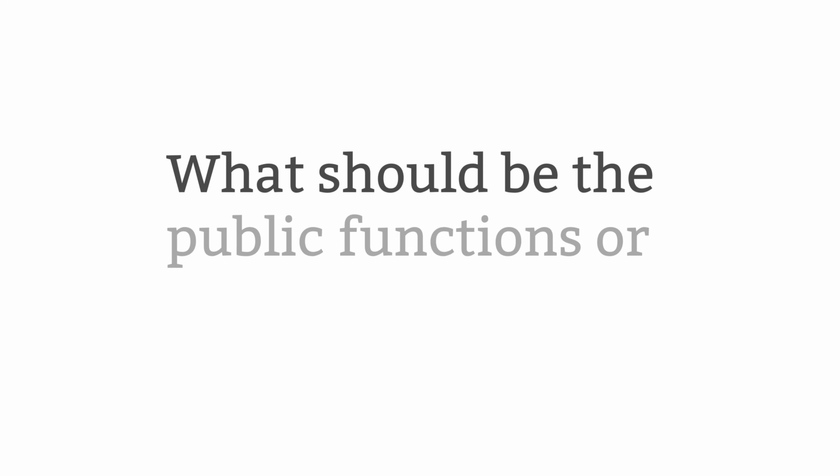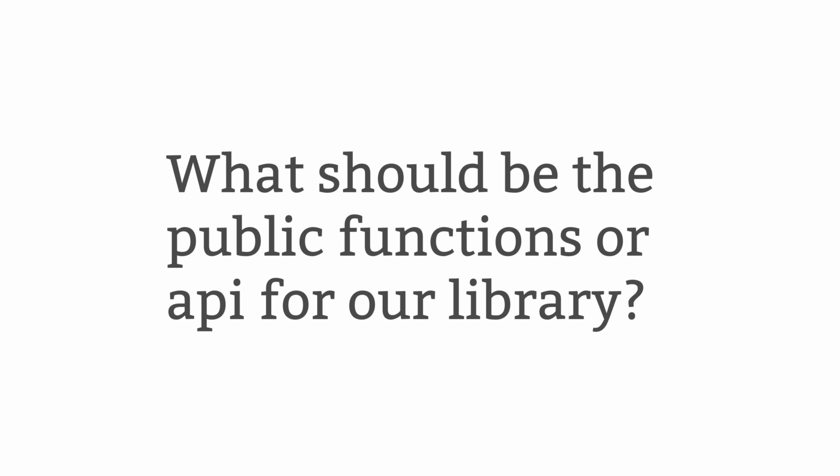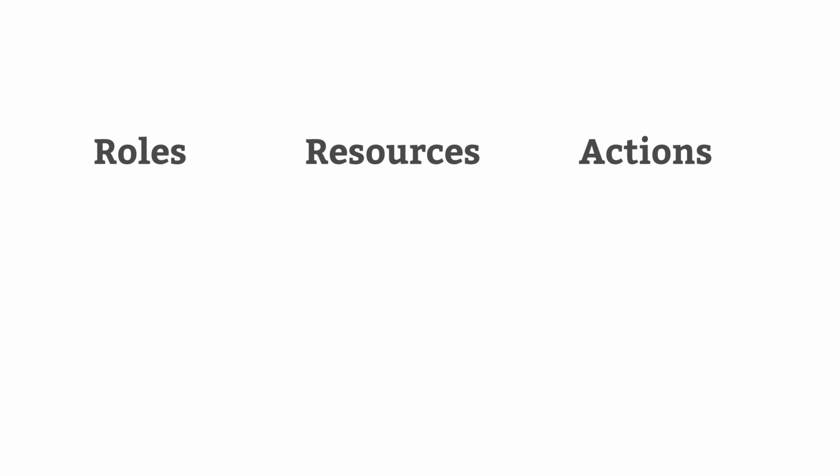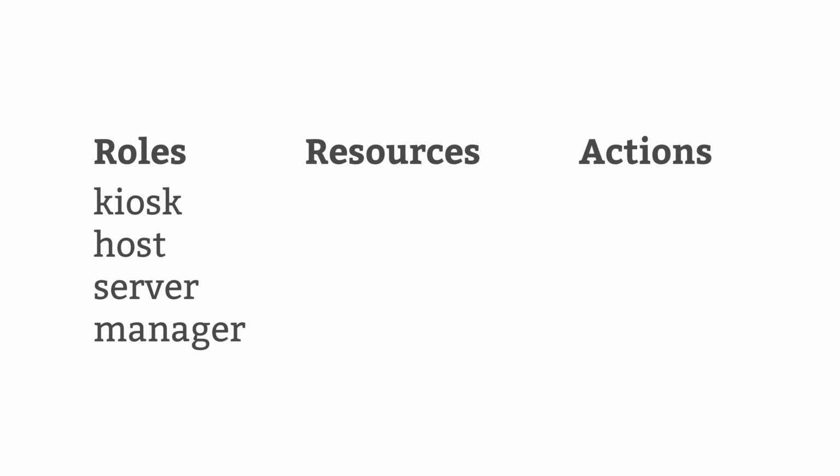In other words, we'll answer the question, what should be the public functions or API for our library? Okay, so let's think about how we'll design our authorization API in terms of roles, resources, and actions. Now by roles, I mean things like the kiosk, host, server, and manager roles. And when I say resources, I'm talking about dinner parties or users.